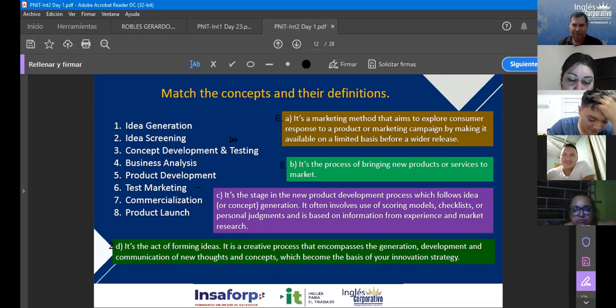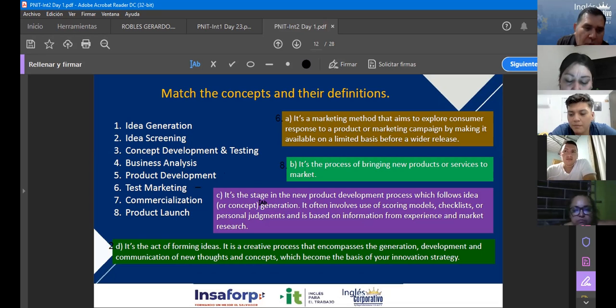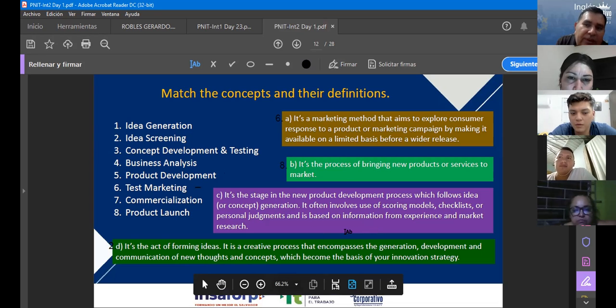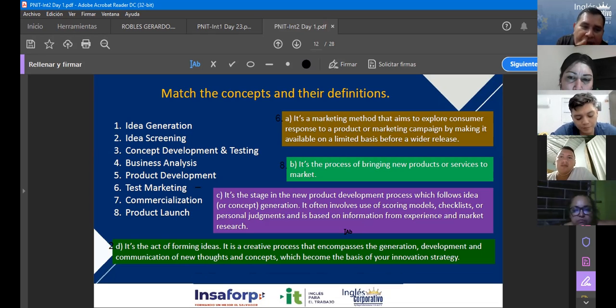Okay, let me check the vocabulary because I don't know anything about it. Development is desarrollo, right? Screening, I don't know the word in Spanish, but it's similar to fault finding. Encontrar defectos, right? The idea for screening and business analysis is you have to analyze whether there is a market for this product, whether people will receive it, the receptivity of the people. Target buyers and target areas.